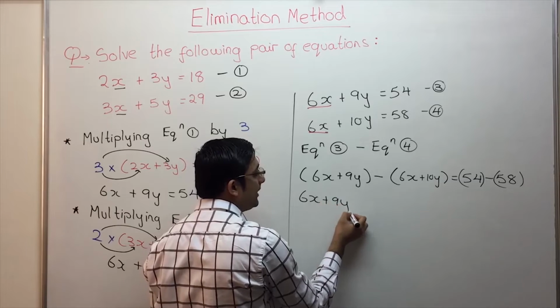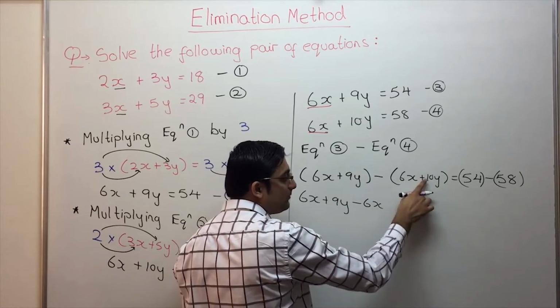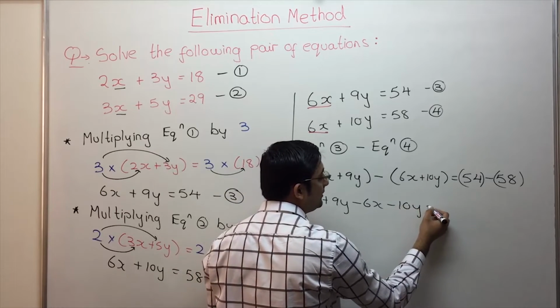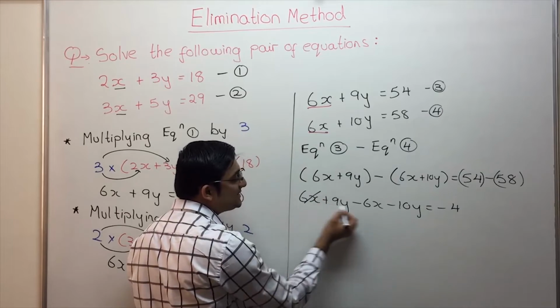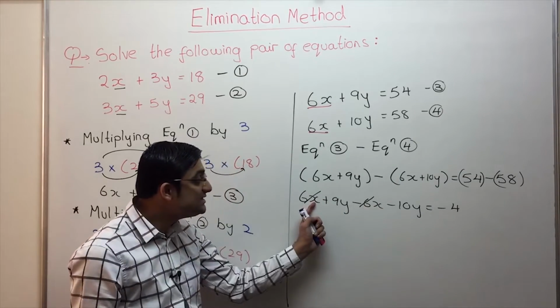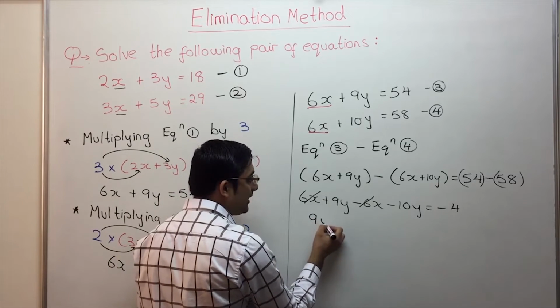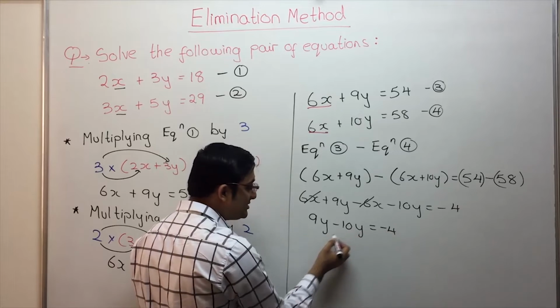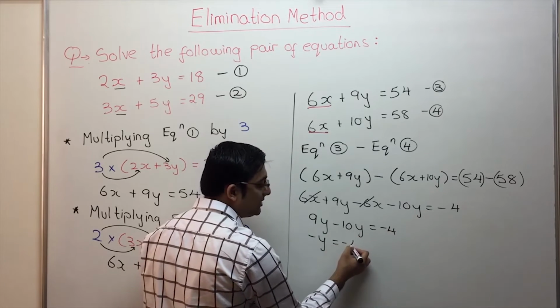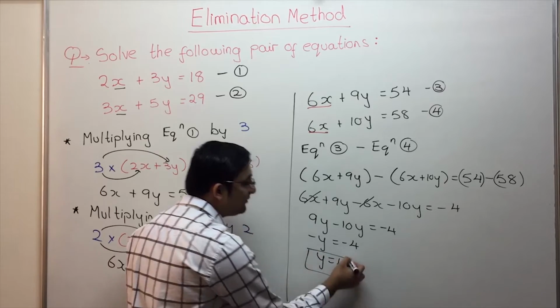6x plus 9y minus (plus 6x plus 10y) is equal to 54 minus 58, which is minus 4. So as you can see, 6x minus 6x, x has been eliminated. So what do we have? We have 9y minus 10y is equal to minus 4. 9y minus 10y means minus y. Minus y is equal to minus 4. So y is equal to 4. Hence we've got the value of y.